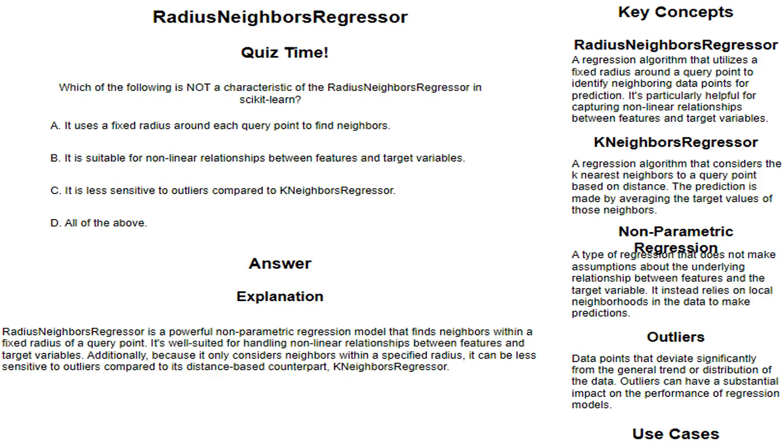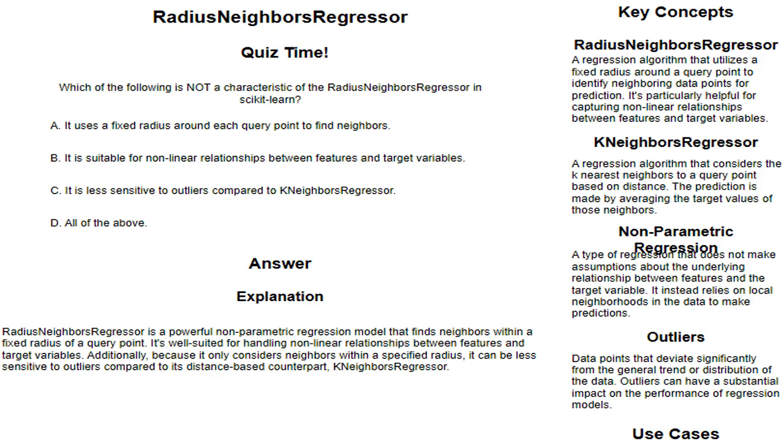Which of the following is not a characteristic of the radius neighbors regressor in sklearn? A. It uses a fixed radius around each query point to find neighbors. B. It is suitable for nonlinear relationships between features and target variables. C. It is less sensitive to outliers compared to k-neighbors regressor. D. All of the above.